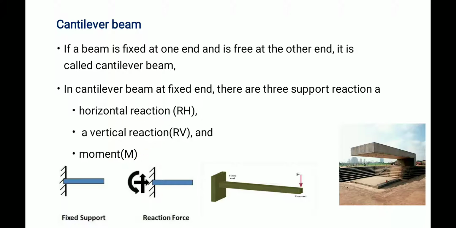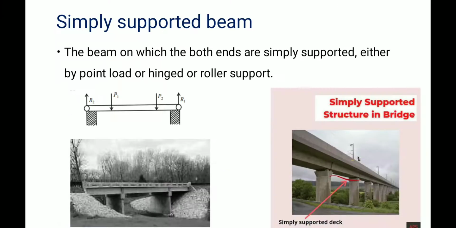We studied about the cantilever beam, right? A cantilever beam is a beam having one end fixed and the other end free. Then go to the next type, the simply supported beam. Simply supported. It is not fixed.